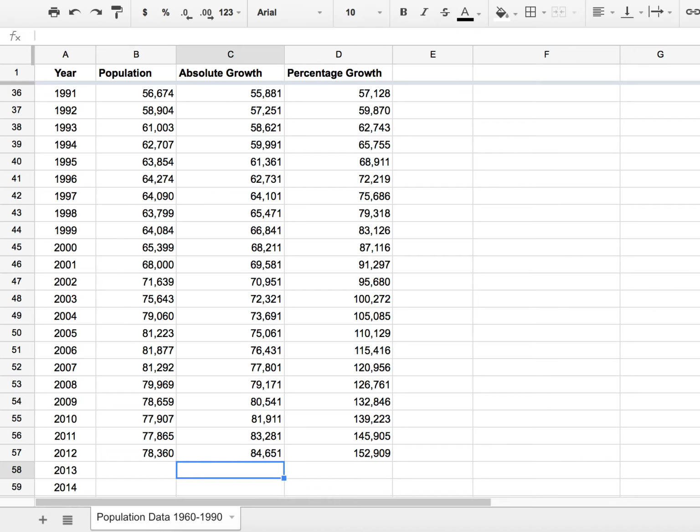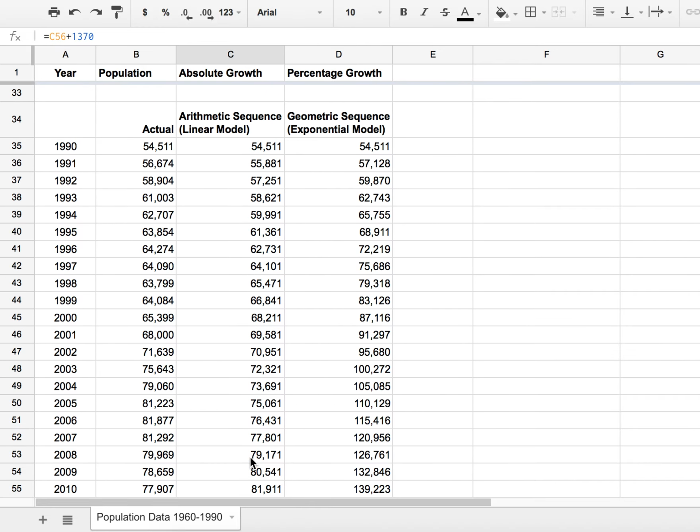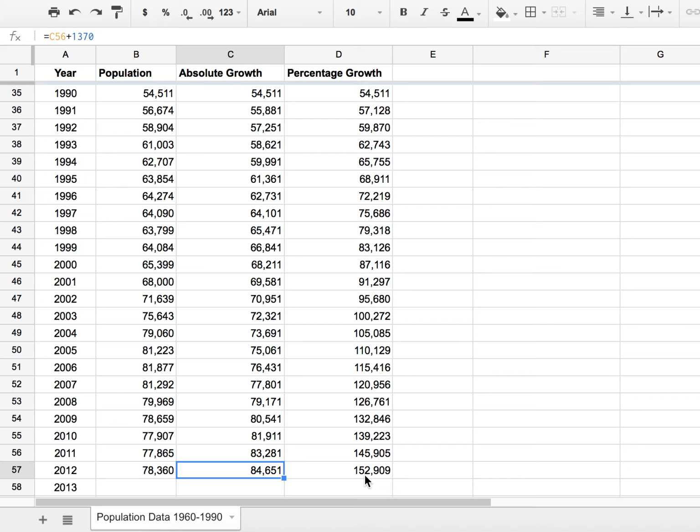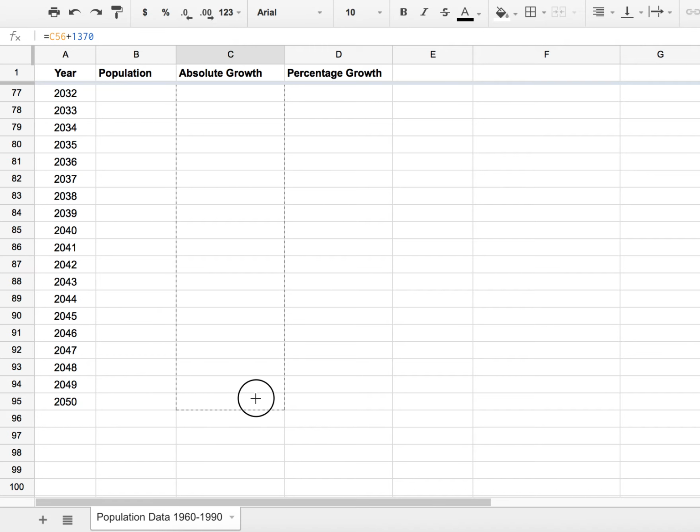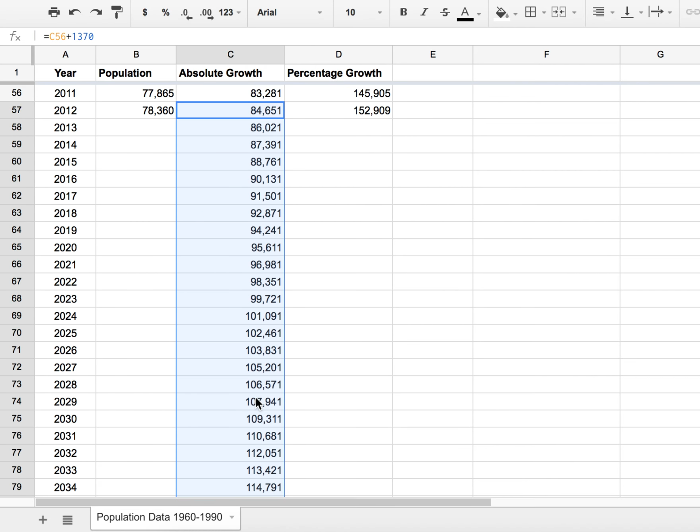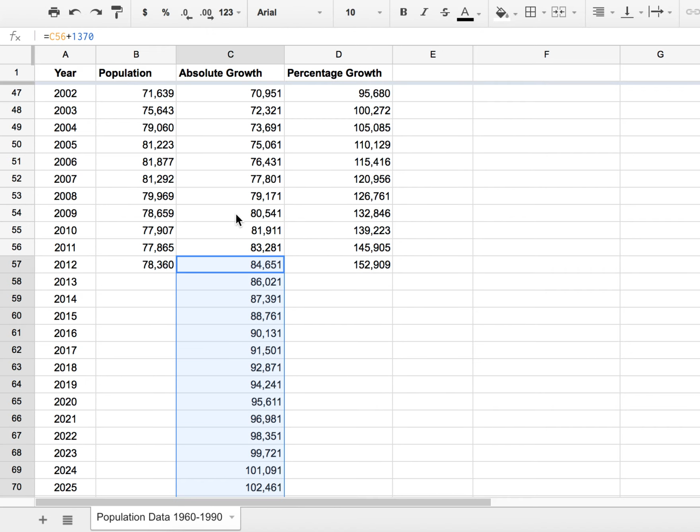But sure enough, the true population was 78,000, and the linear model predicted 84,000 compared to the exponential model, which was 152,000. So it looks like the linear one was much closer. That's the one I would continue all the way to 2050, although honestly I would probably revise it a little bit and maybe pick a smaller growth number.